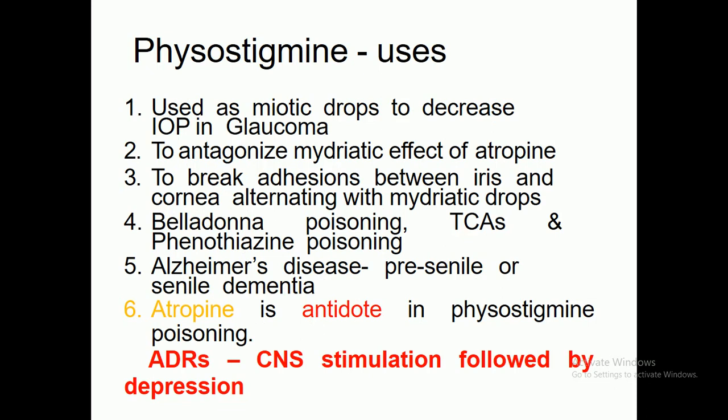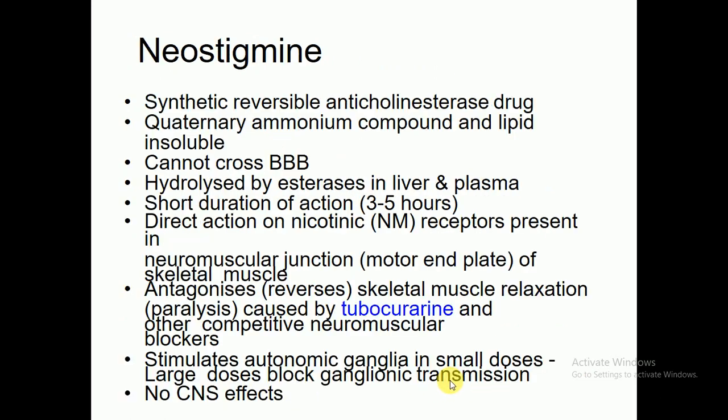The clinical uses of Physostigmine: it is used as miotic drops to decrease intraocular pressure in the eye, especially in glaucoma, to antagonize the mydriatic effect of atropine, to break the adhesion between the iris and cornea, alternating with mydriatic drops. It is also used in belladonna, deadly nightshade, tricyclic antidepressant, and phenothiazine poisonings, and in Alzheimer's disease, presenile or senile dementia, and memory lapses. Atropine is the antidote in Physostigmine poisoning. The adverse drug reactions are repeated CNS stimulation followed by depression.